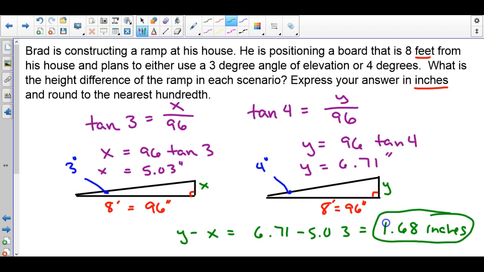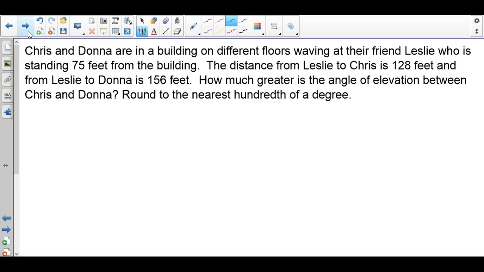And that is all. So that is one of those examples where I'm using the term angle of elevation a couple times in here, and noticing again, if I had a greater angle of elevation, I would have a higher ramp. The next one is going to be a similar problem.